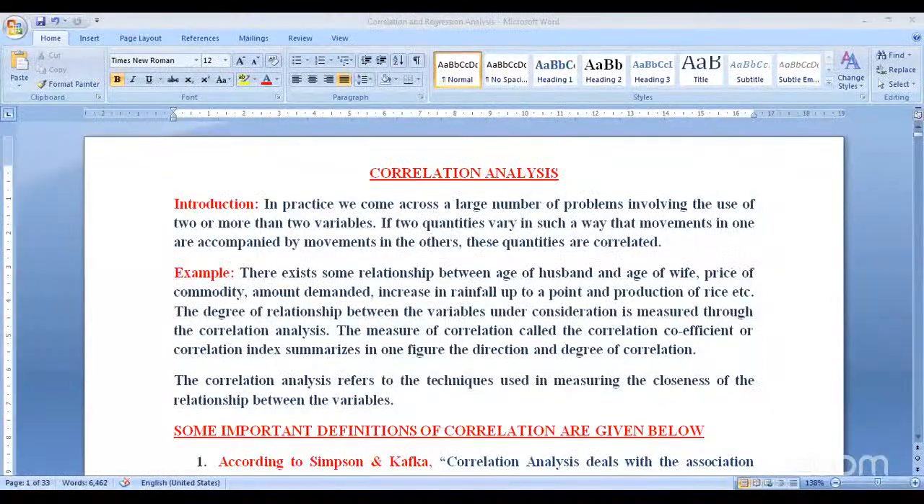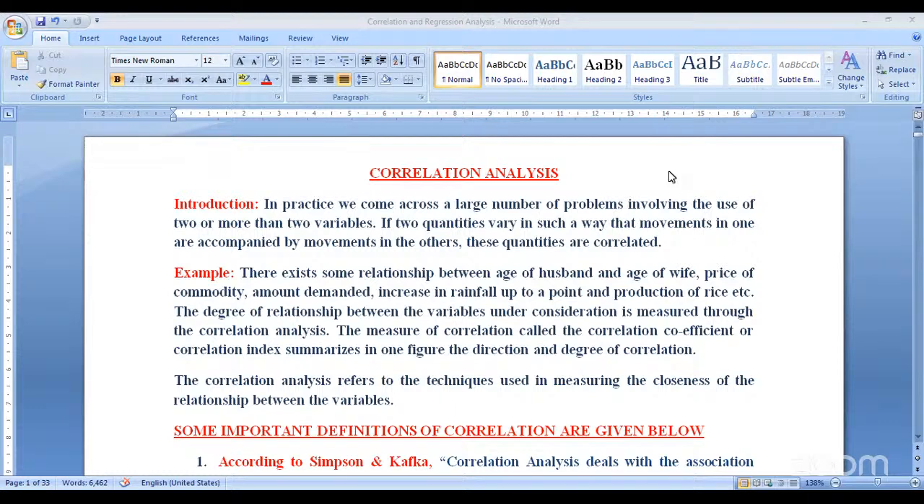Amount they are demanding. That is important. Okay. So here, in the example, you see carefully: price of a commodity and amount demanded. Price of a commodity as well as amount demanded.